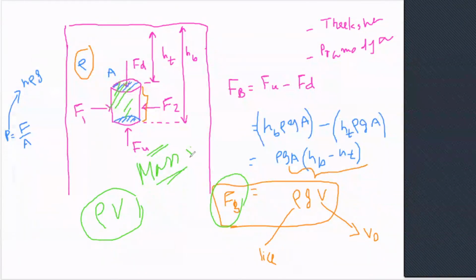Multiplied by G, it means weight. Mass into G is weight. So ultimately, you can understand this is the weight of the liquid. So buoyant force is equal to the weight of the liquid.